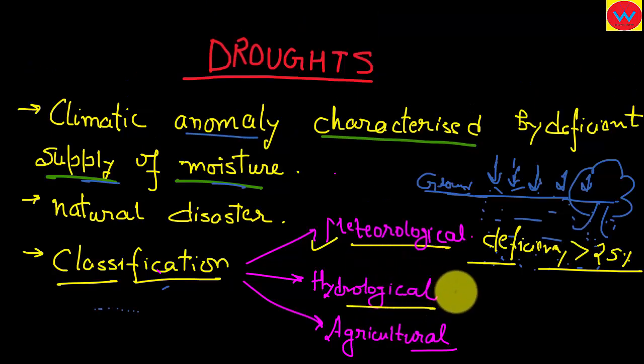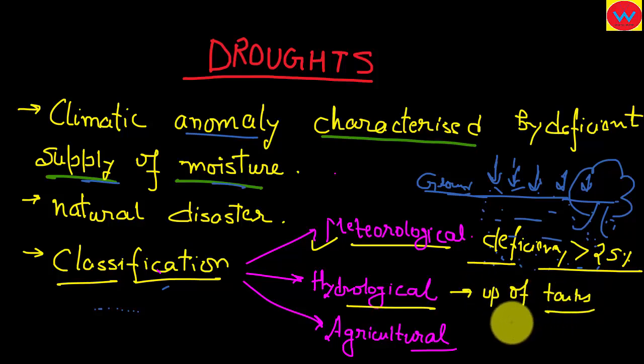Hydrological drought is said to occur when there is depletion of surface water and groundwater. The consequences are drying up of tanks and reservoirs, rivers, cessation of springs, and groundwater level falls drastically. So such conditions are called hydrological drought. It means there is depletion of wherever there is water already present on the ground or below the ground surface.